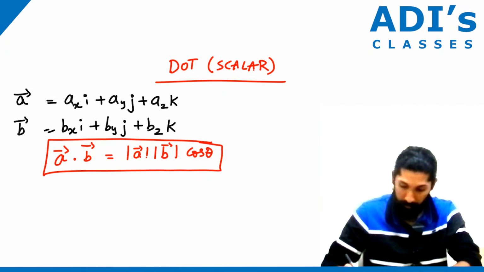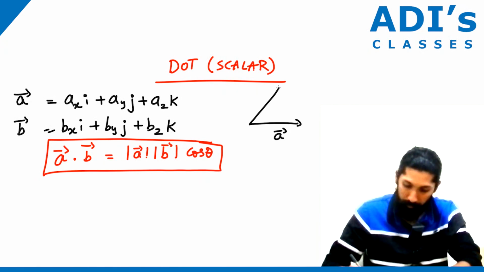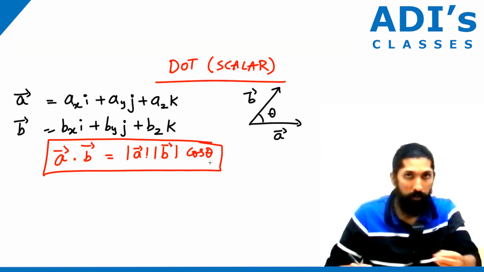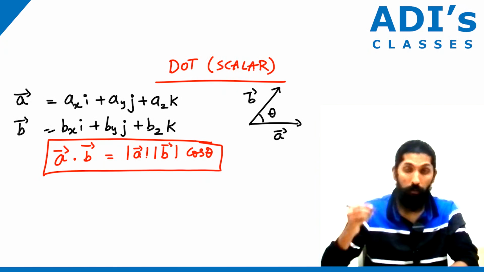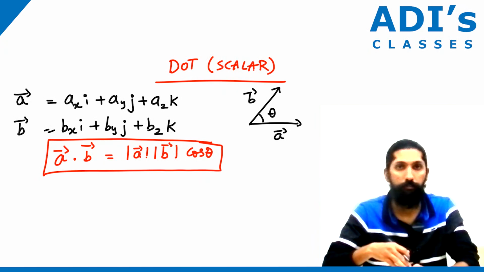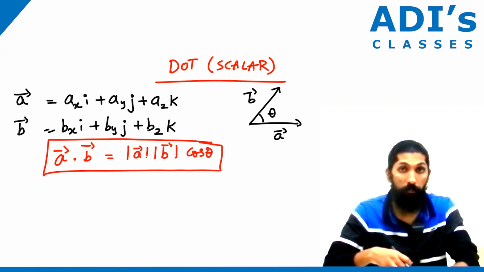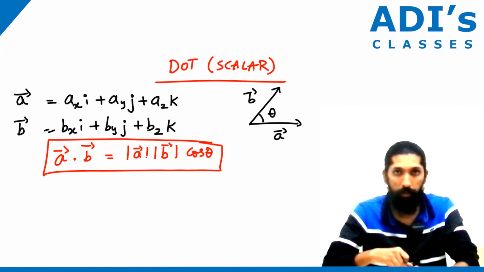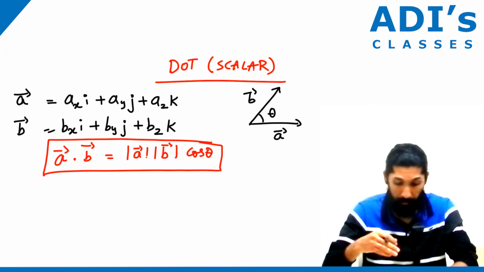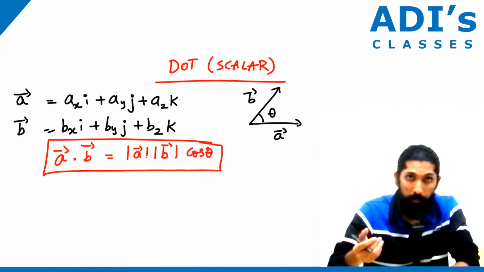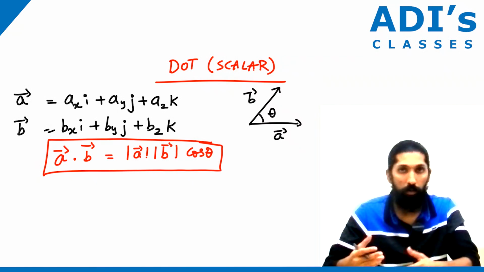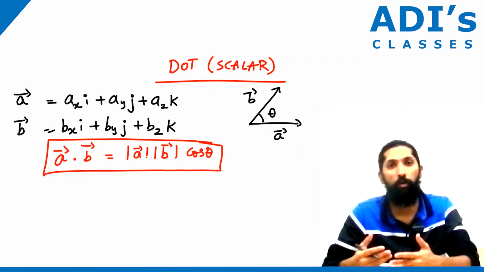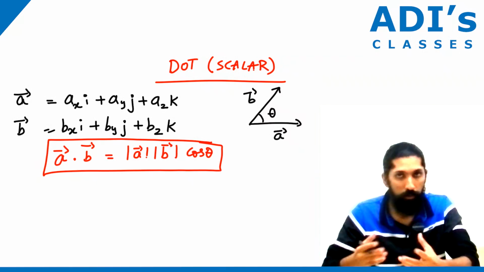Suppose this is vector A and this is vector B. The angle between them is theta, and we take the cos of that angle theta. This is how a dot product is defined. Now there are certain observations we have to make about the dot product. These are very important, because most of the time when you are solving a problem, these observations come in handy. You can call them properties or characteristics of the dot product.